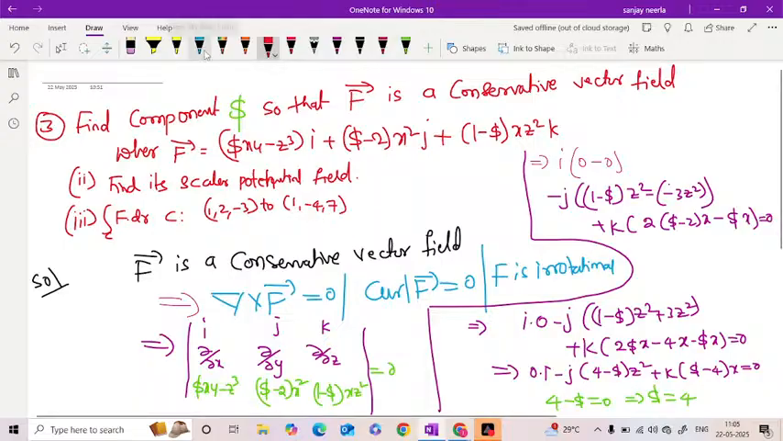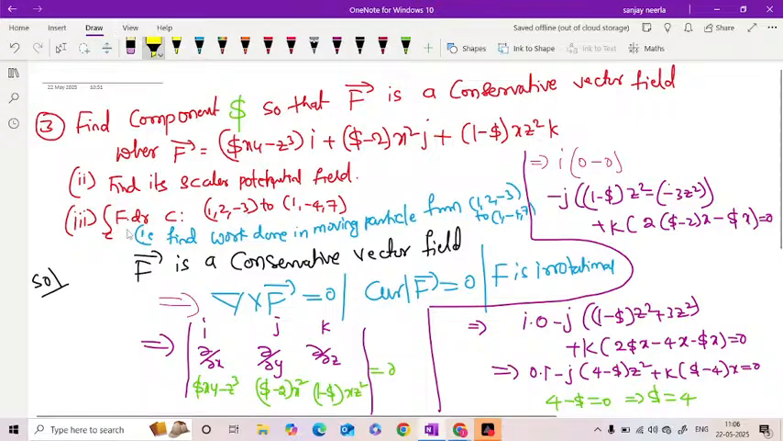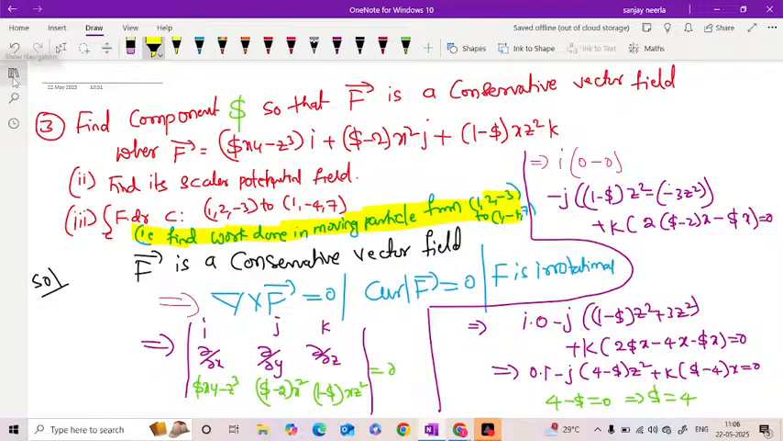And the same question they may give like this also: find the work done in moving the particle from the point 1, 2, minus 1 to 1, minus 4, 7. Okay, same question. Directly they may give the line integral of f dr, or the question may be like this. That means you just have to find the line integral.